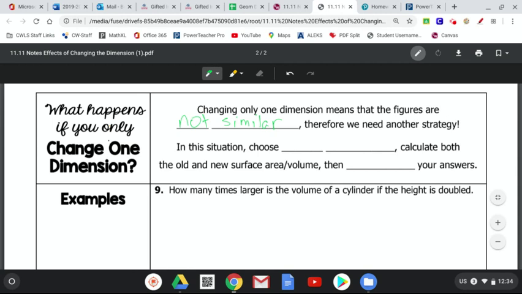So in this situation, you're going to have to choose what we call these test values, okay? Going to have to choose these test values, and we'll talk about that. Basically, for the test values, you're always going to choose like 1 and some other number, okay? We're going to keep it as basic and as simple as we can for the test values, okay? Technically, you choose any ones you want, but we'll choose kind of the same ones every time. So calculate both the old and the new surface area or volume, then compare your answers, okay?